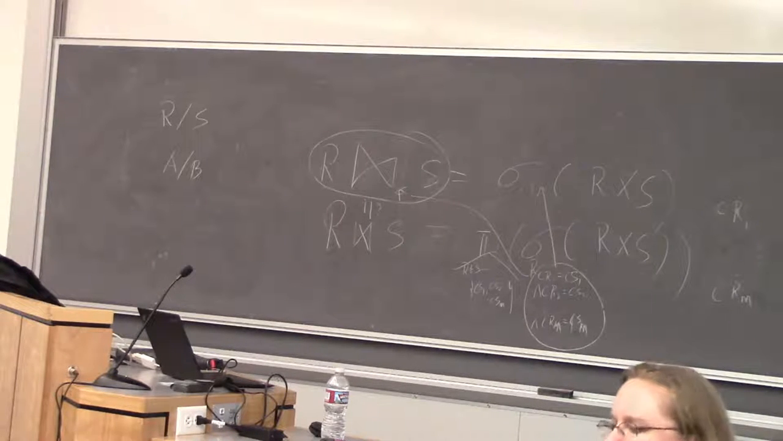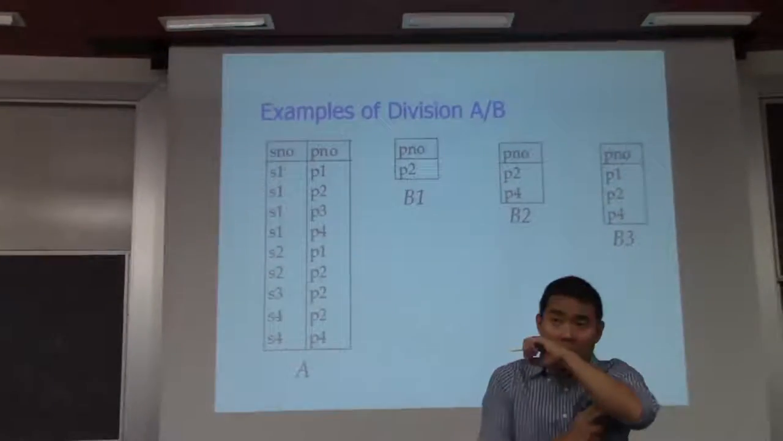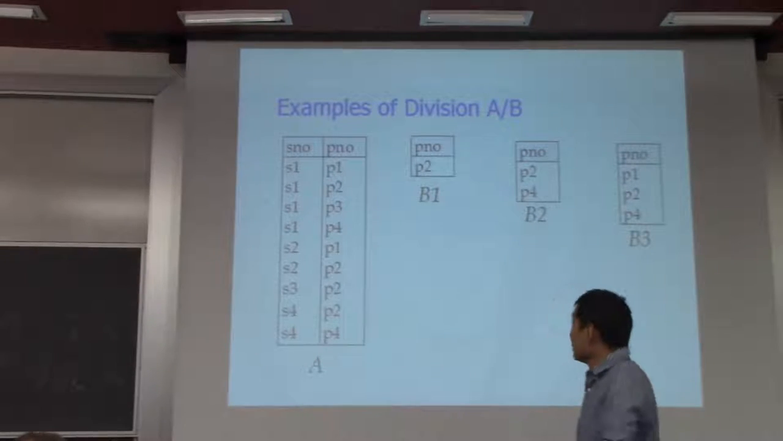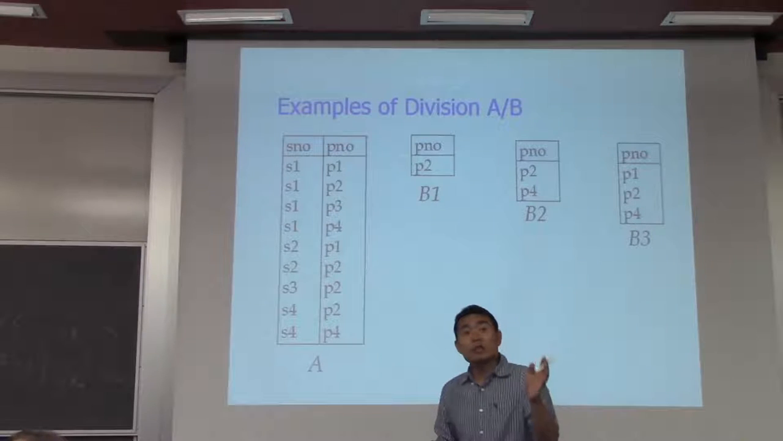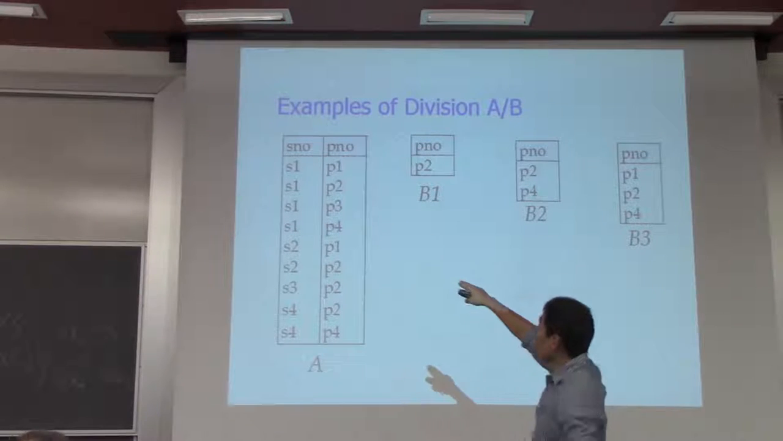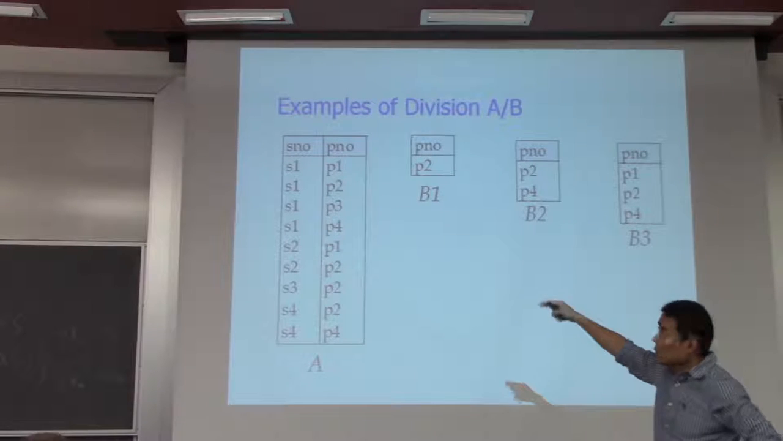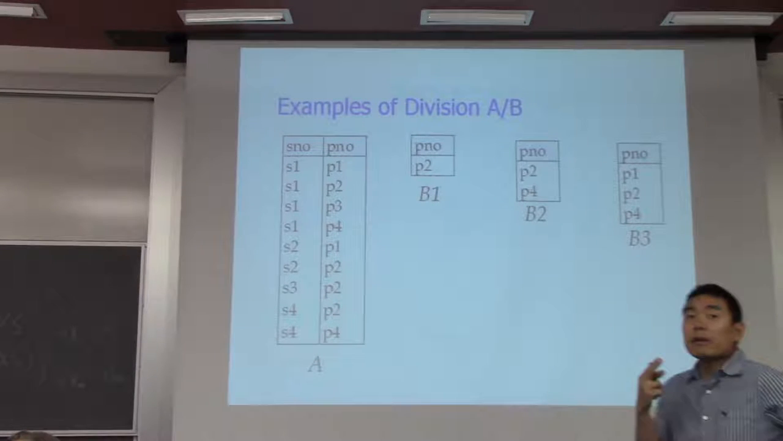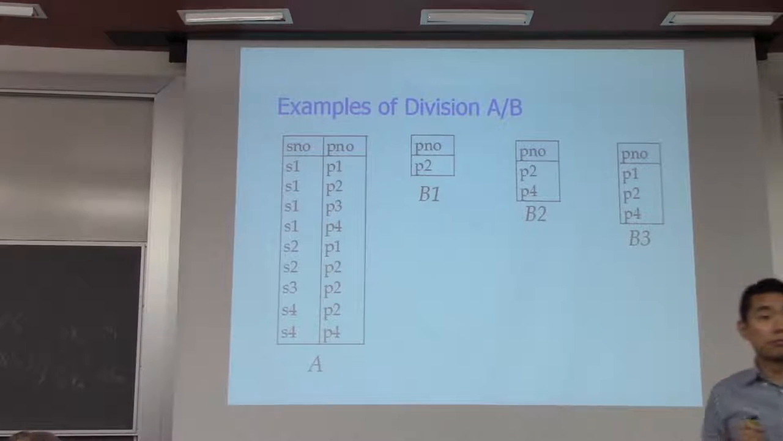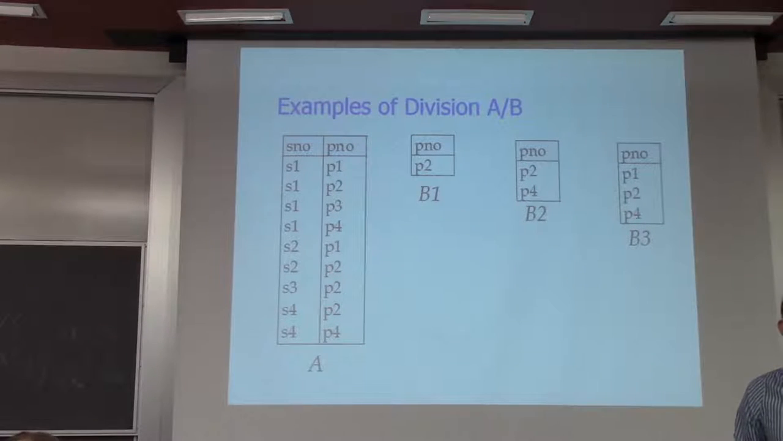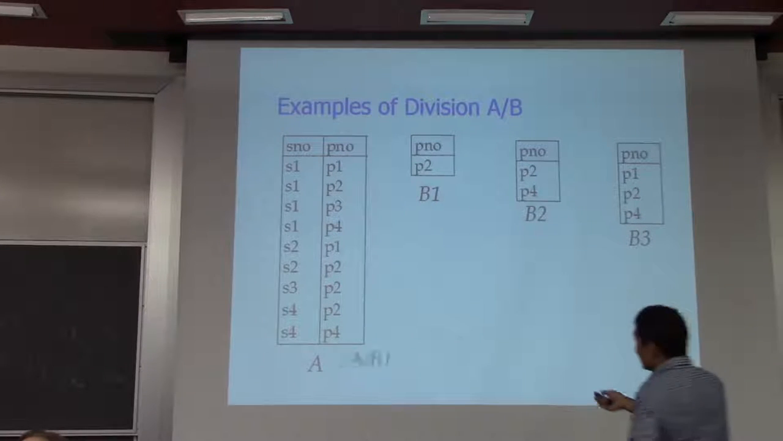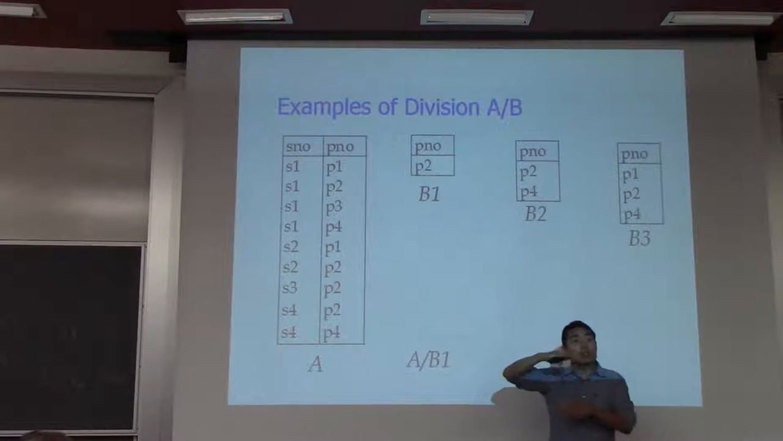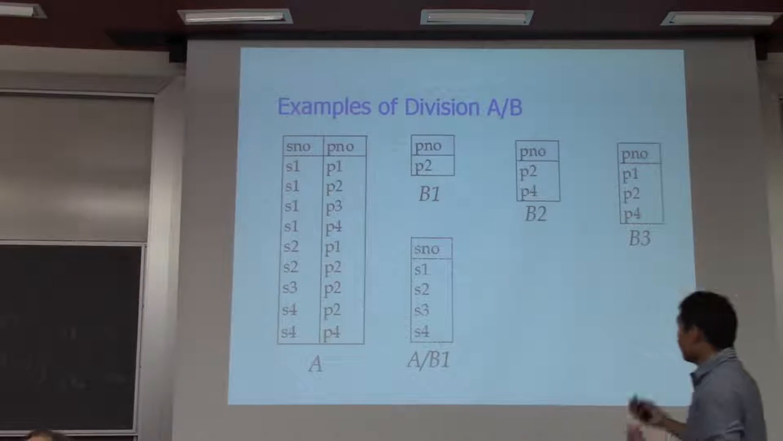So instead of looking at this, let me give you a concrete example to understand what a division does. Then we come back and try to understand semantically what exactly it means. So suppose I have a table like this, which tells you which student works on which product. The first pair tells you student 1 works on product 1, student 1 works on product 2, and so forth. Very simple. Now, I want to ask a very simple question, which is, tell me all the students who work on product 2. How do you do that? Well, this is something you can express by division. If you do A divided by B, in this case B1, because B1 is a specific instance of B, what do you get? You get all students working on product 2.